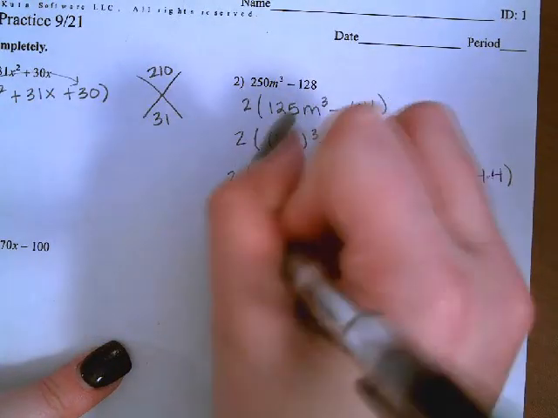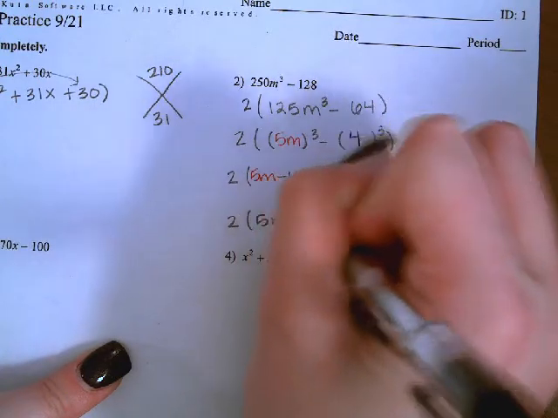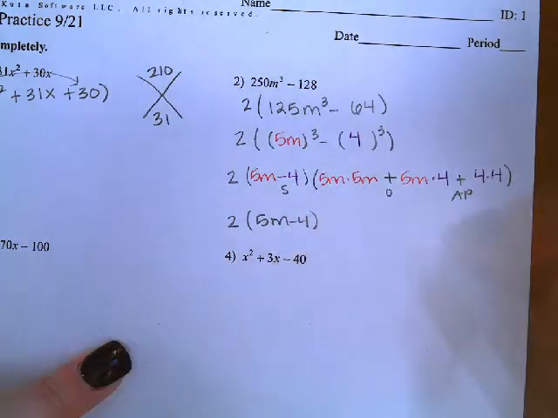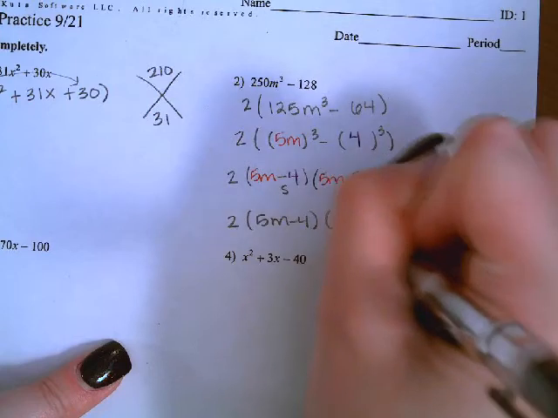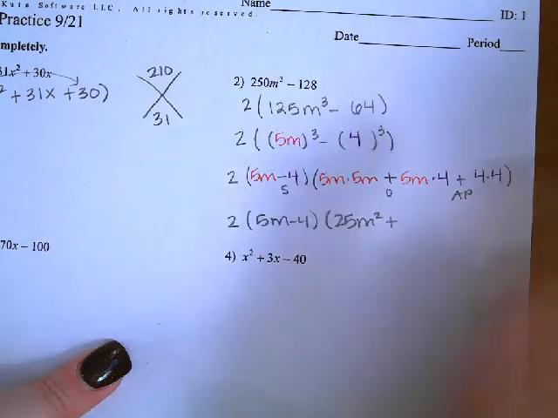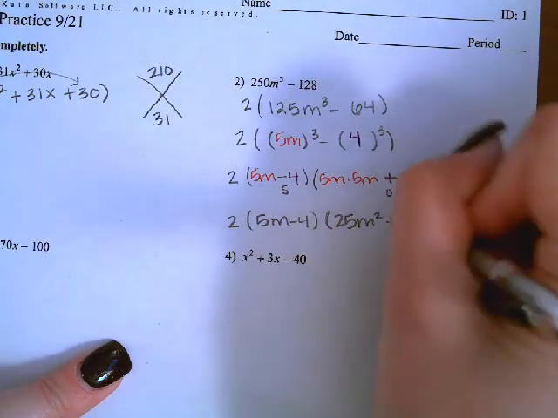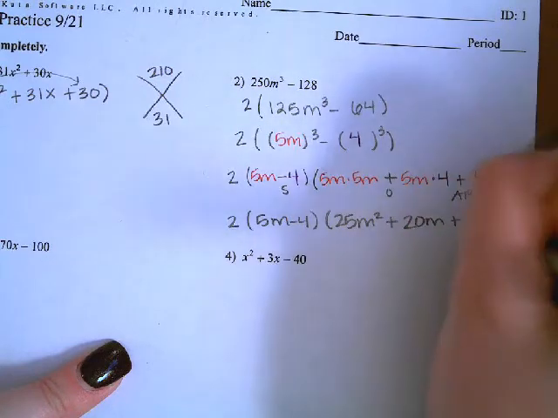All right, so 2, 5m minus 4, that's 25m squared, 20m, 4 times 4 is 16.